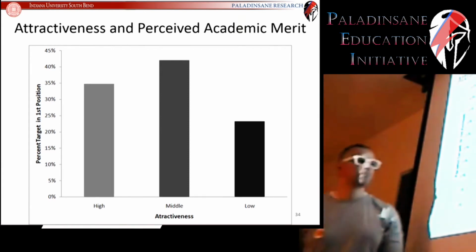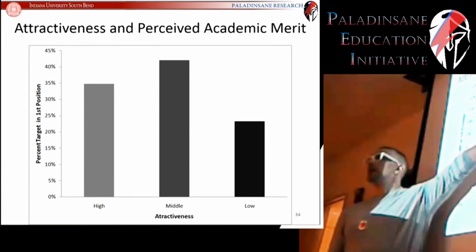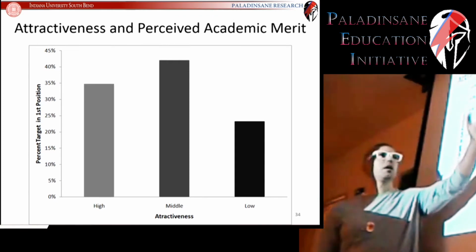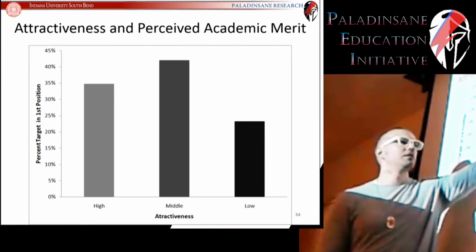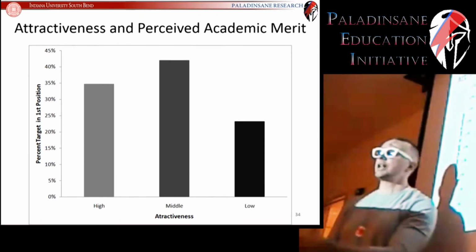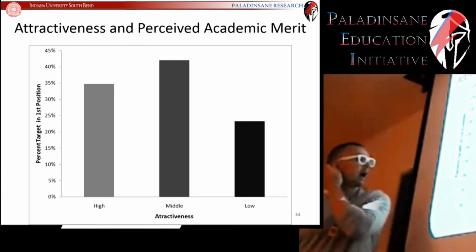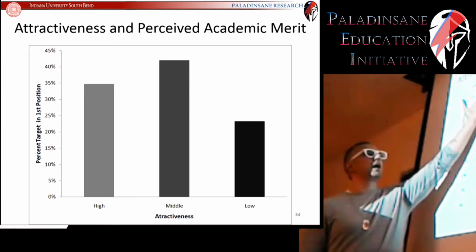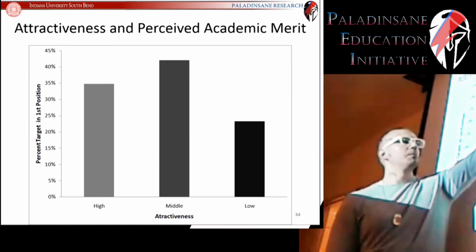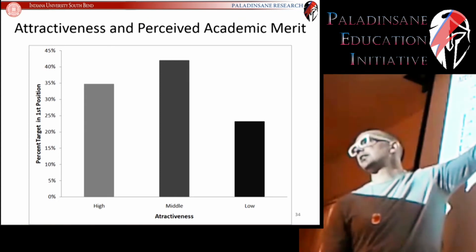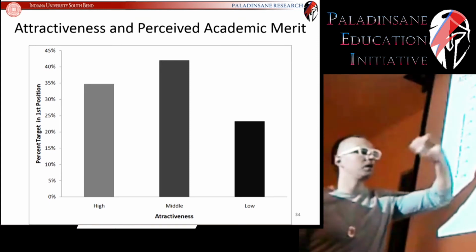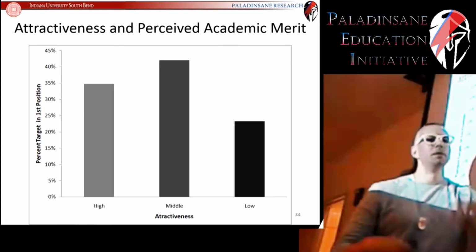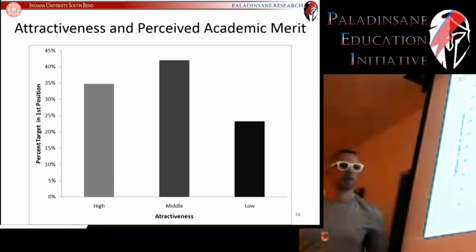So this result does not support the halo effect. The halo effect says this should be highest, this should be second, this should be lowest. So if I was writing this discussion section, I would say that our results do not support the theory of the halo effect. Specifically, the most scholarships were given to the middle attractive individuals, then followed by the high, then followed by the low, and that's not what the halo theory predicted.